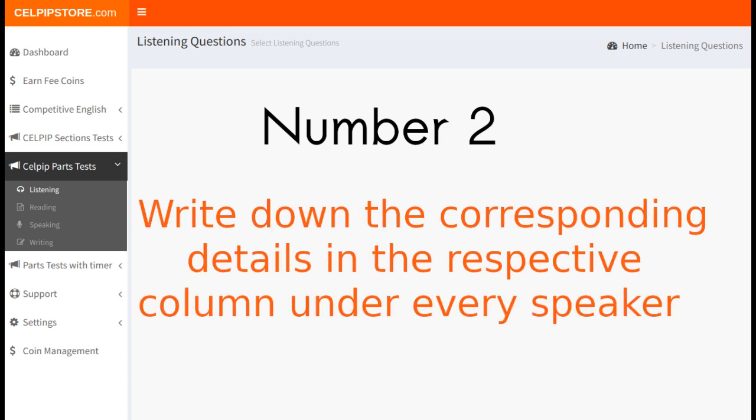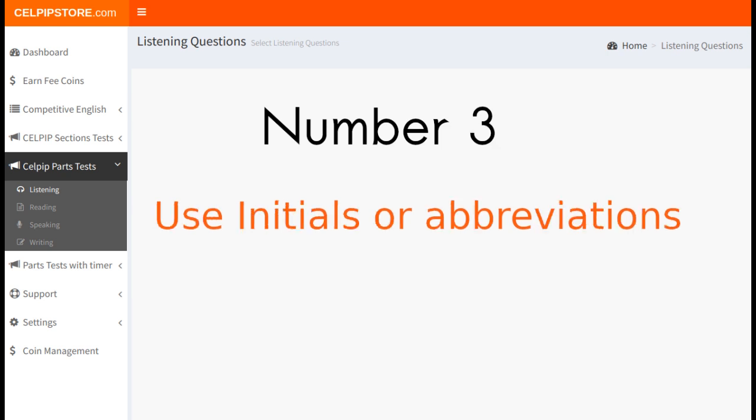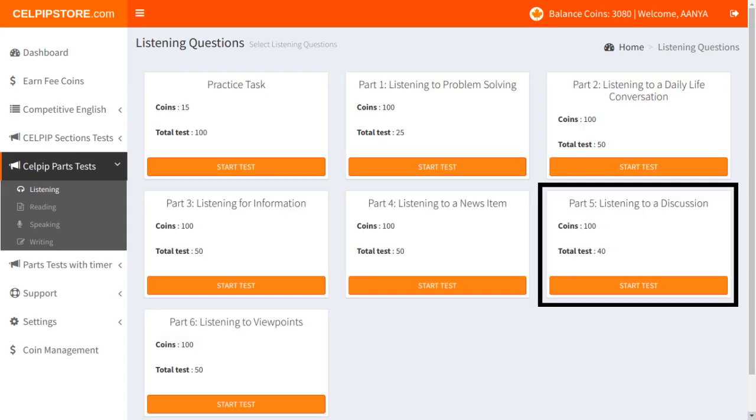Now number 2 is, write down the corresponding details in the respective column under every speaker. Friends, I have explained this point earlier in tip number 1. Next, the last is number 3. Number 3 is use initials or abbreviations. In this tip, writing the initials of names or abbreviations will help you to save lots of time. You can save a lot of time here, and as a result you may be left with some time to recheck all of your answers. So, friends, I think this video will give you some idea of what things you should keep in mind while attempting the Listening to a Discussion task.